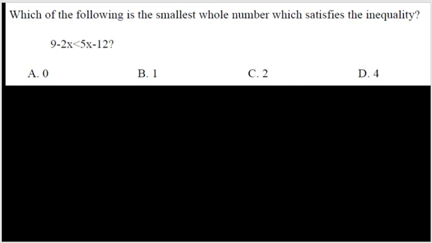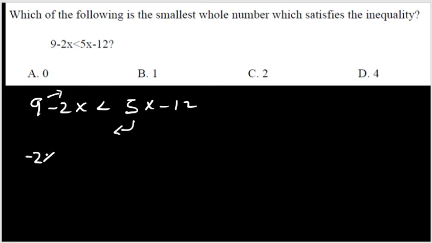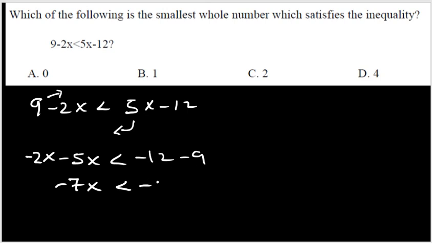The next question. Which of the following is the smallest whole number which satisfies the inequality? 9 minus 2x is less than 5x minus 12. Like I did before, let us try to reshuffle. Bring the 5x to the left side and the constant to the right side. Then negative 2x minus 5x is less than negative 12 minus 9. Negative 2x minus 5x will be negative 7x, because negative 2, negative 5 will be negative 7, is less than negative 12 minus 9 will be negative 21.